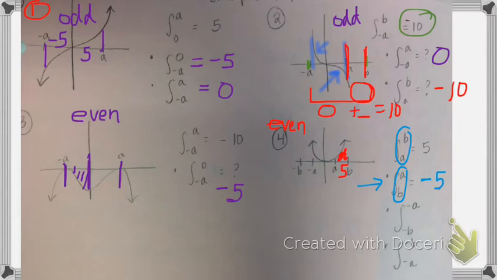Alright, next it asks me to find negative b to negative a. Well, because it's even, the same thing's going to happen on both sides, so I know this is also going to be 5. And then the last one, negative a to b, all that's happened is these numbers are switched back. Well, since negative b to negative a is positive 5, negative a to negative b is negative 5.